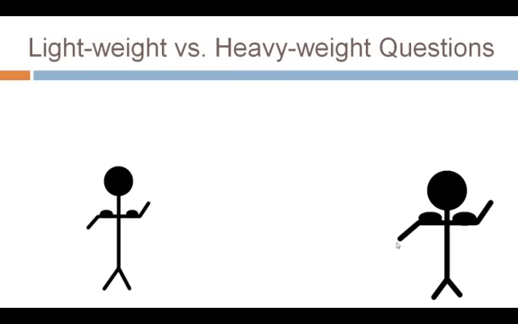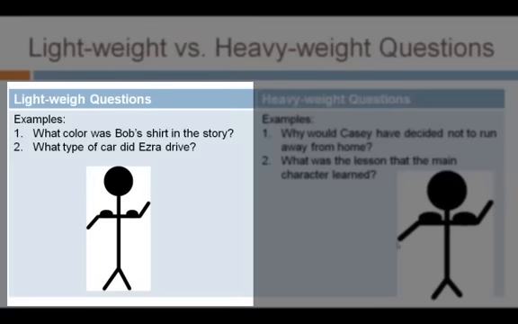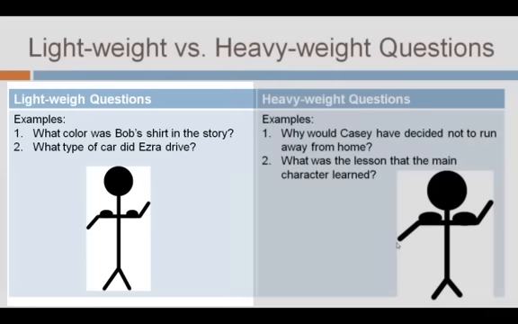Note our light and heavyweight bodybuilders here. Here are some examples. A lightweight question is a question where you could find the content right within the book. An example would be, what color was Bob's shirt in the story? That answer may be obvious. He wore a red shirt. We didn't have to think too hard about that. Another example would be, what type of car did Ezra drive? That would be something the author flat out told us.